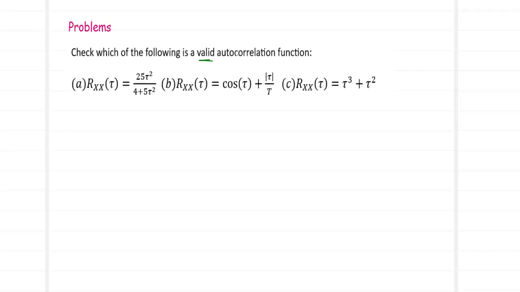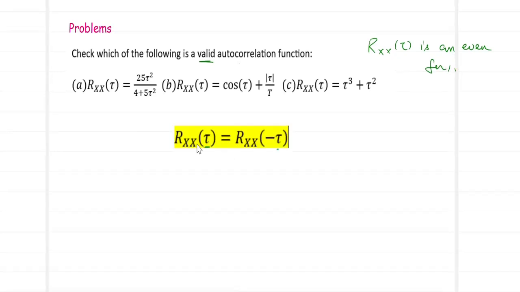The property we know about the autocorrelation function is that autocorrelation Rxx of tau is an even function. So what happens when it is an even function? Rxx of tau equals Rxx of minus tau for an even function. So if this property is verified for all the three of them, then I can suggest whether each one of them is valid or not accordingly. So we will try with the first problem.